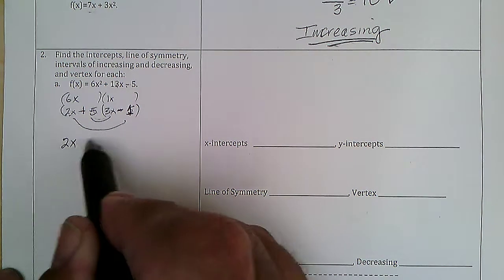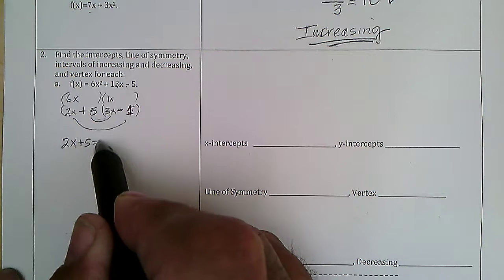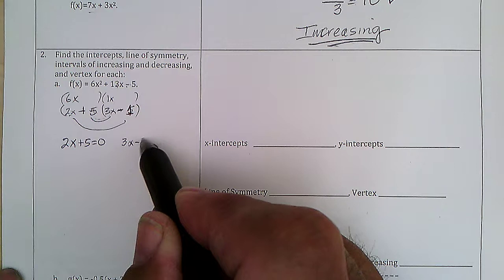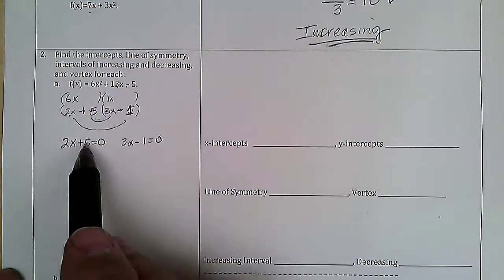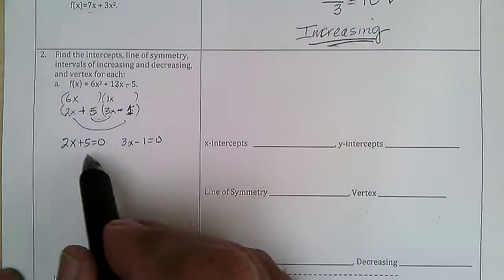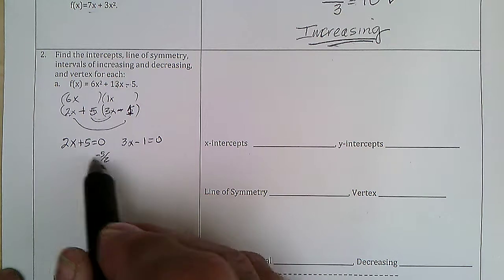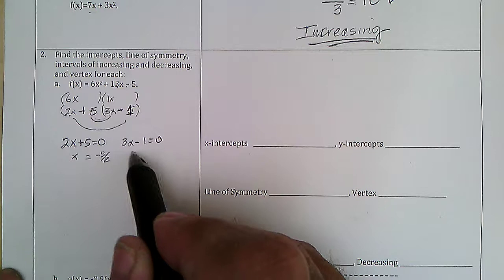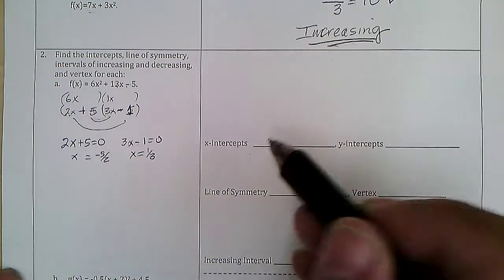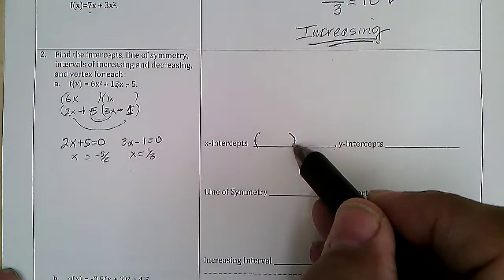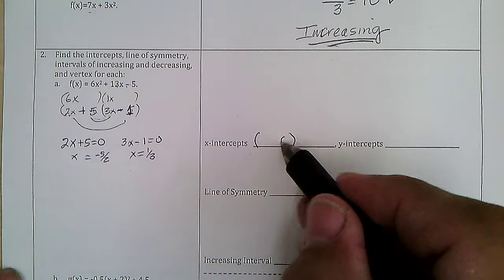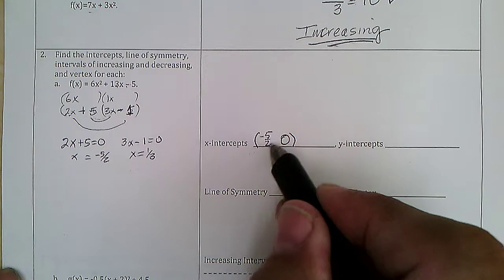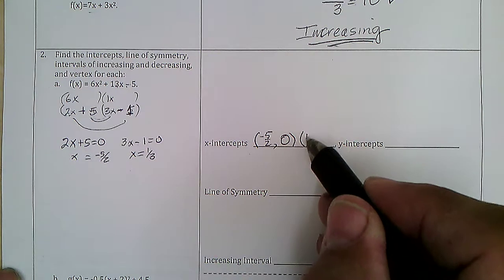Set each factor equal to 0. 2x plus 5 equals 0, and 3x minus 1 equals 0. So I subtract 5, divide by 2, and I get -5 halves is x. And add 1, divide by 3, x is 1/3. X-intercepts, so our points, we're making the y be 0, and the x is -5 halves, or it is 1/3.